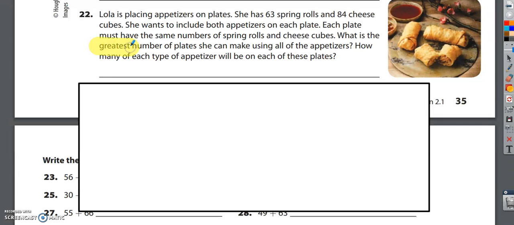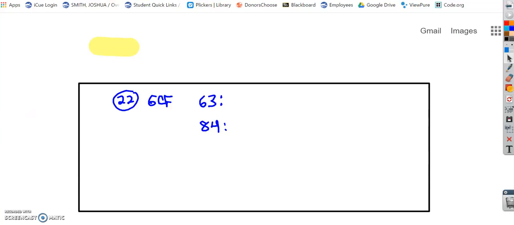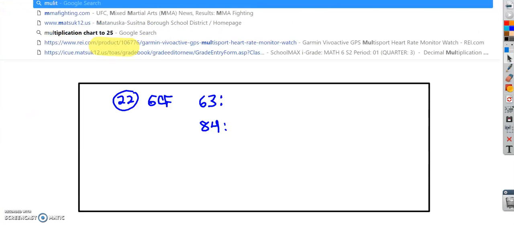So that right there indicates it's the greatest common factor problem. And then just like the last problem, how many of each appetizer will be on each plate? So we need to find the greatest common factor of 63 and 84. And this is one where if you use a multiplication chart, you'll be a little bit better off. In fact, I might try this real quick. I might pull up a multiplication chart and show you what I would do.